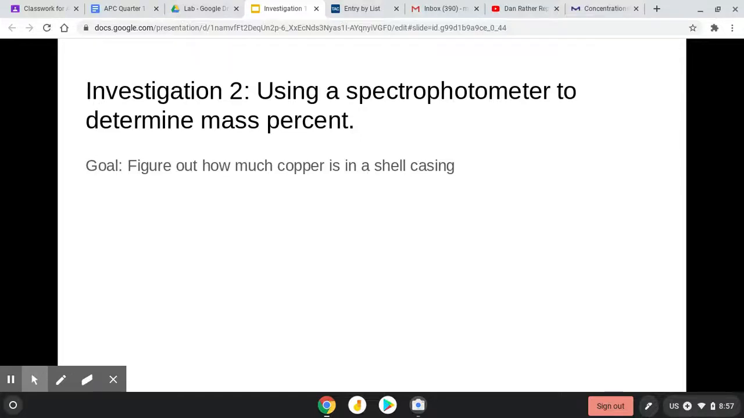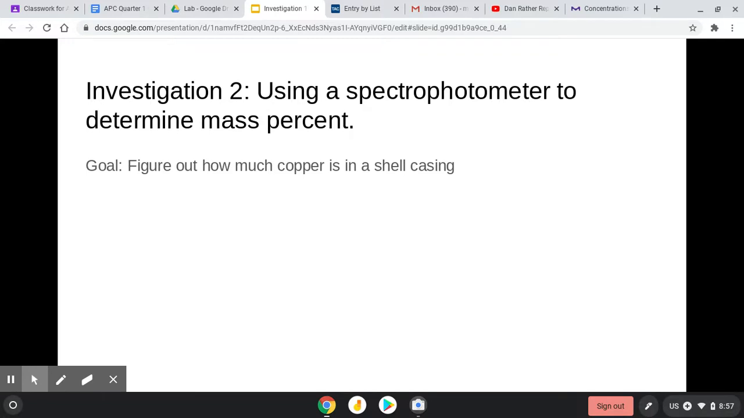Good morning, everyone. We are going to talk about Investigation 2 today, and I just want to talk you through the lab from start to finish so that you have an idea of what's going on and you have all the information you need before you start the lab.